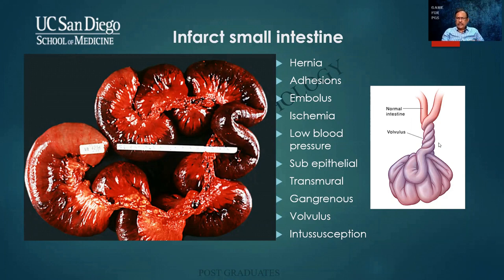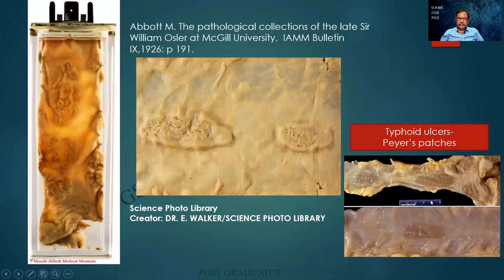A volvulus twists upon itself using the mesentery as an axis. And whenever there is a twist, look at the bluish black hue over here. That is because the veins get compressed faster. There is a stagnation. There is a hypoxia or even an anoxia, and a gangrene sets in. The arteries are stiffer than the veins. Veins get compressed faster. So this is the story of the volvulus.